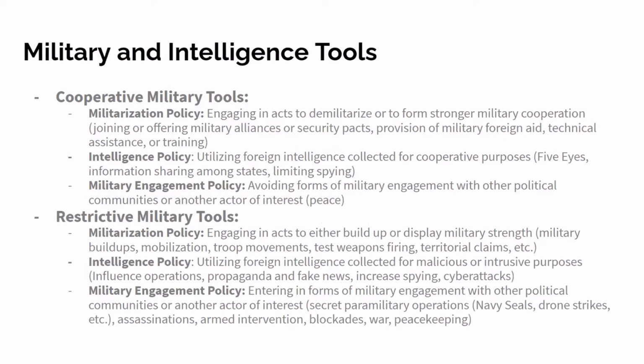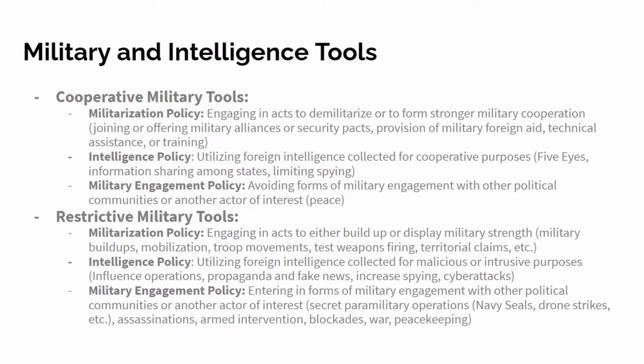Military and intelligence tools. So we have cooperative military tools, and we have restrictive ones. So militarization policy. Militarization is basically the idea of actually building up your military and showing military strength. So it's engaging in acts. Cooperative is basically demilitarizing or forming stronger military cooperations. So it looks like joining or offering military alliances or security pacts, right? Like the North Atlantic Treaty Organization, or NATO.